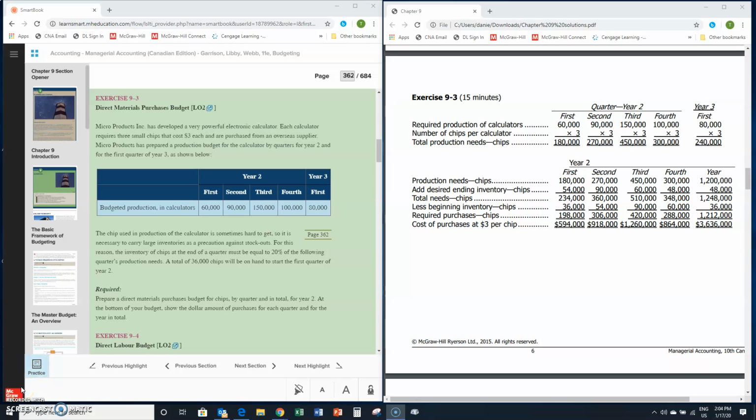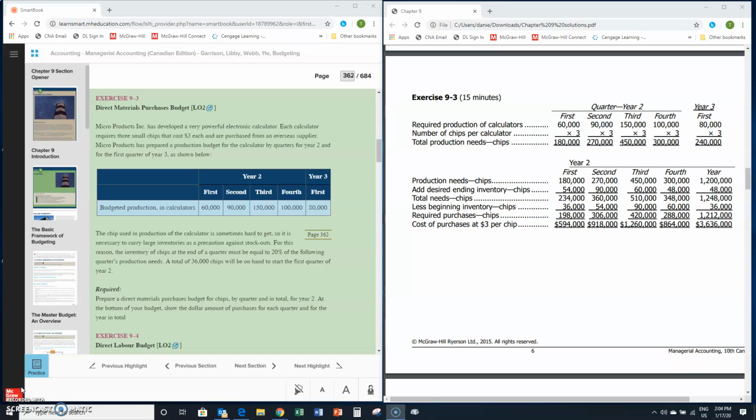Okay, exercise 9-3. Microproducts Inc. has developed a very powerful electronic calculator. Each calculator requires 3 small chips that cost $3 each and are purchased from an overseas supplier.